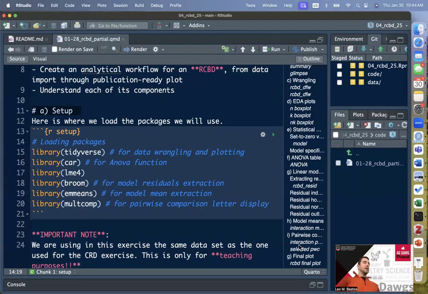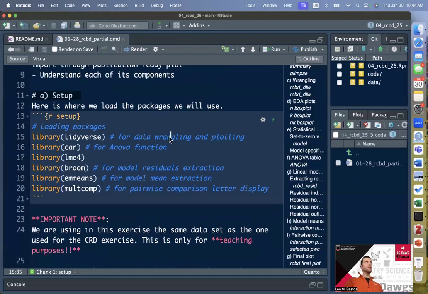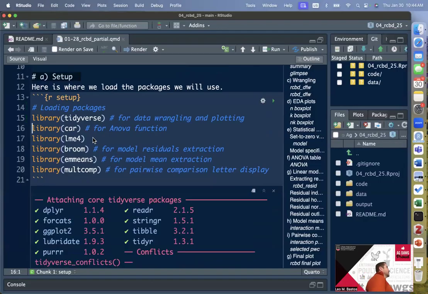All right, so here on the setup chunk, I don't remember if I asked you to install all these packages. If you try to run any individual package here and it says you don't have that package, then you know how to take care of that. It's just a quick install.packages and the package name in quotation marks. But you may have all of these. I just want to walk you through a little bit of what each one of these packages is doing in our analysis.